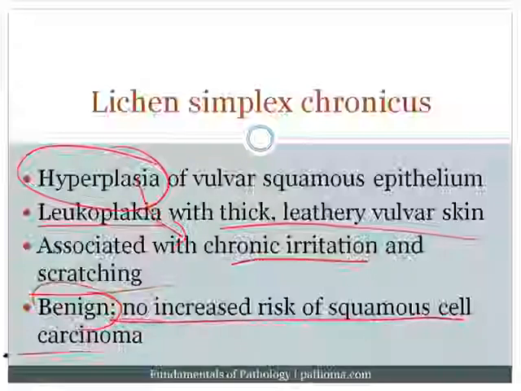So the way I think about this is lichen sclerosis represents thinning of the epidermis, usually in a postmenopausal woman, probably due to a little bit of atrophy and then some immune damage that occurs to the dermis. And lichen simplex chronicus, on the other hand, is hyperplasia due to chronic irritation with scratching, and that results in a thick leather vulvar skin. All right, so that's the lichen lesions, the lichen sclerosis and the lichen simplex chronicus.